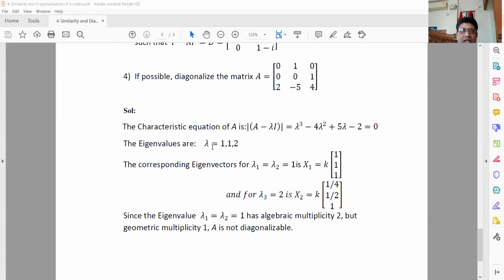Next I am calculating the corresponding eigenvectors. For lambda equals 1, the corresponding eigenvector we got is this one, only 1, 1, 1. For lambda equals 2, this is the eigenvector. So here we are lacking one vector. The eigenvalue lambda equals 1 has algebraic multiplicity 2, but the geometric multiplicity is 1.